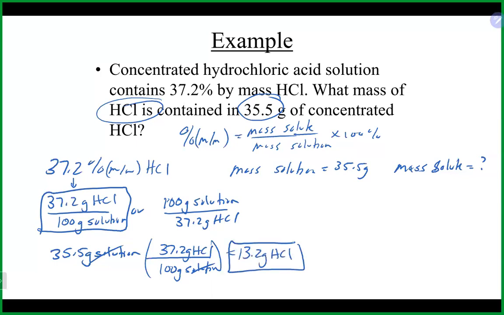That is pretty much the exact same thing you would get if you plugged and chugged into the equation. You would take 37.2% equals our mass of our solute divided by 35.5 grams times 100%. You basically would do that math right there, which is basically the same math, obviously. You would multiply 35.5 to the other side and divide by 100, and you would get the same answer in that case. So, any questions on that one there?